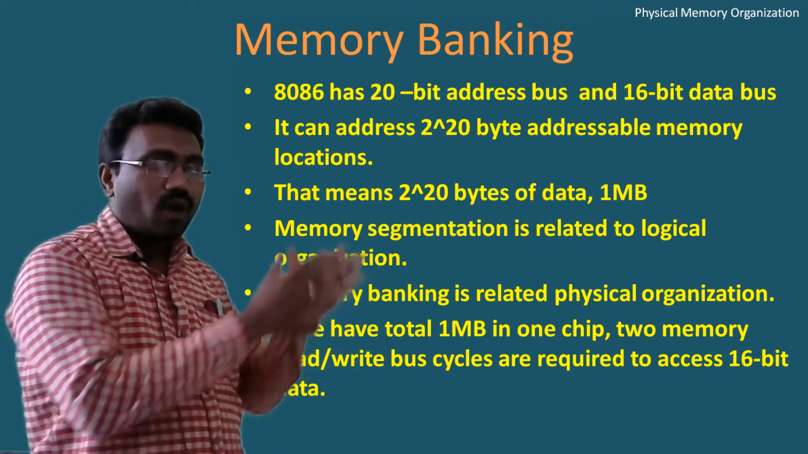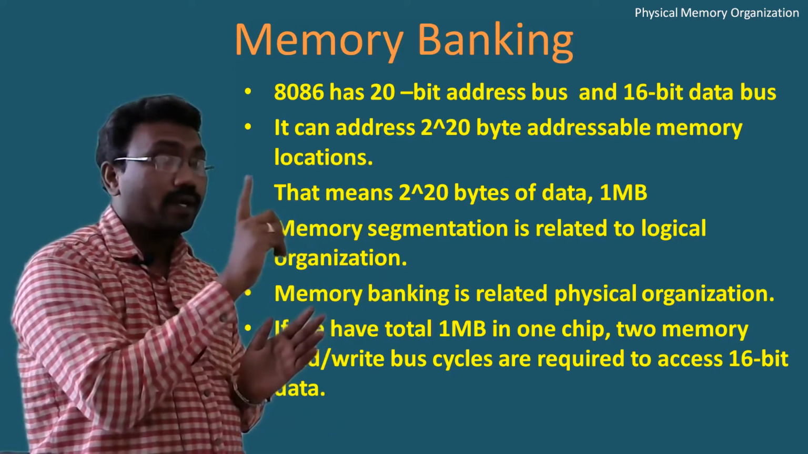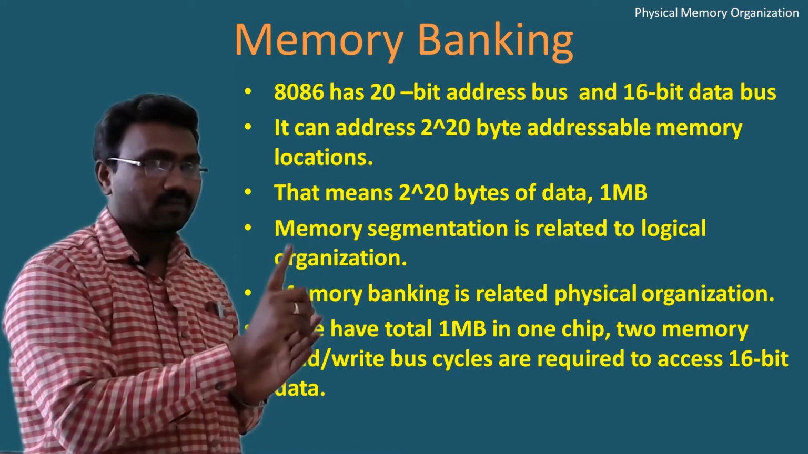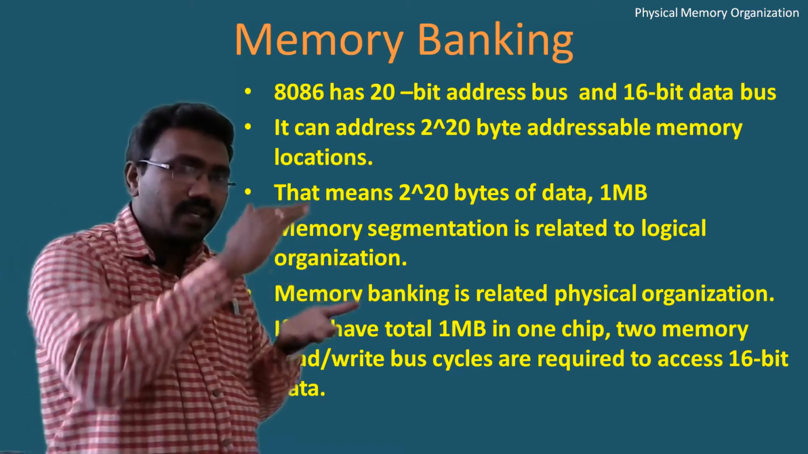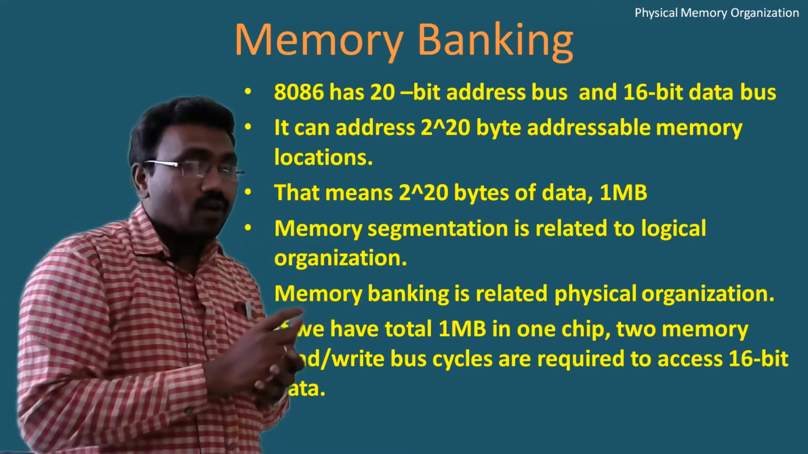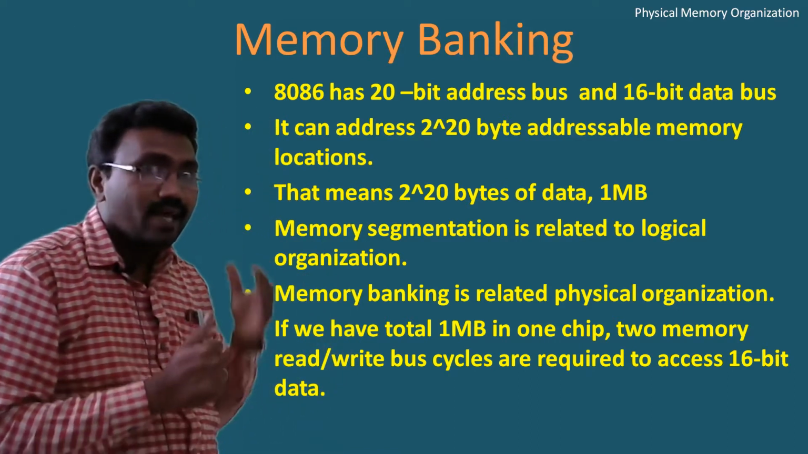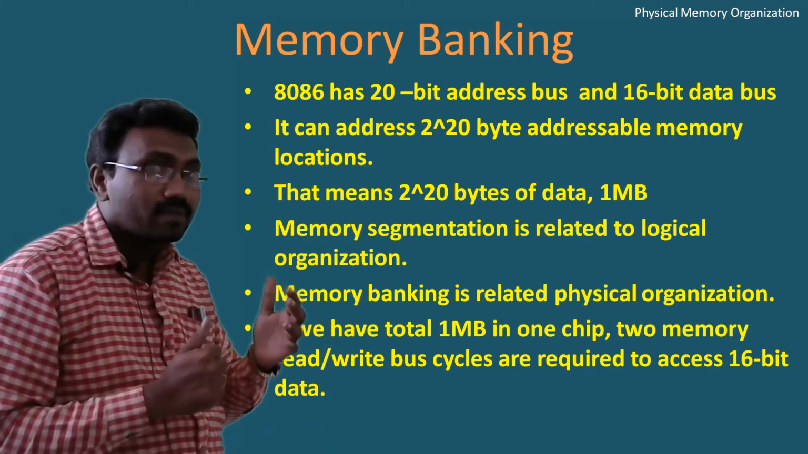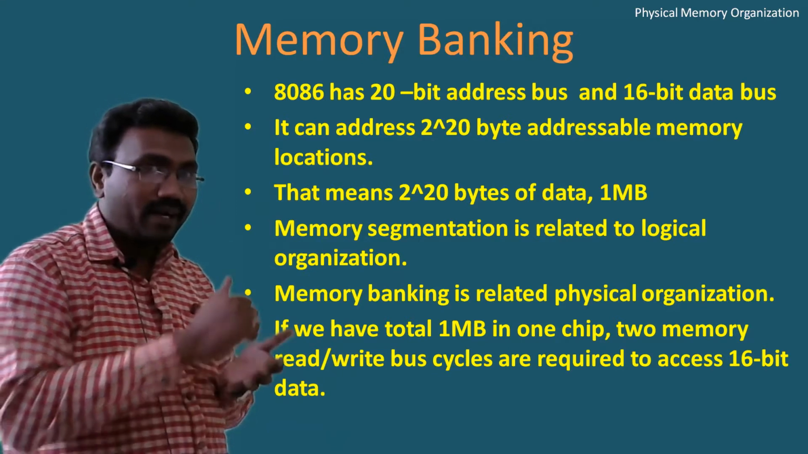If you maintain the total 1 MB in one memory chip, it requires two bus cycles. Why? Because with one memory chip, at a time the processor can access only one 8-bit data, which is 1 byte. If you maintain the total 1 MB memory in a single chip, that is a single bank, then two memory cycles are required to access the 16-bit data, that means 2 bytes of data.